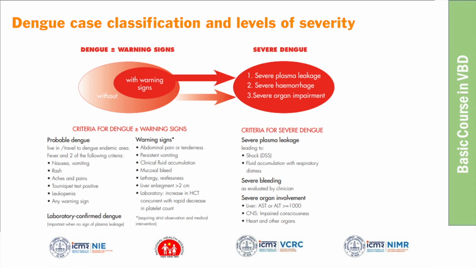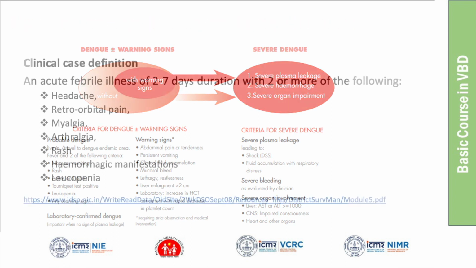These cases can develop severe dengue, and severe dengue is those who have plasma leakage, hemorrhage, or severe organ impairment, like dengue shock syndrome or dengue hemorrhagic fever. They are considered as severe dengue, like DSS, dengue shock, as well as fluid accumulation, severe bleeding and severe organ involvement, involvement of liver or CNS or any other organ. So this is the 2009 WHO classification of dengue infection based on severity.